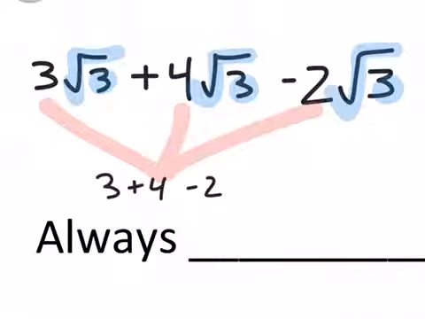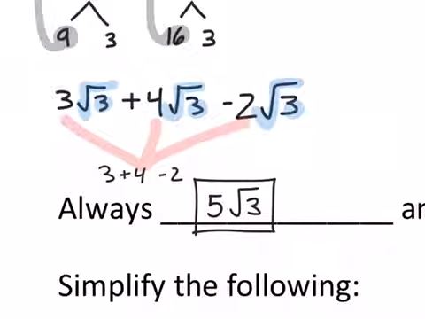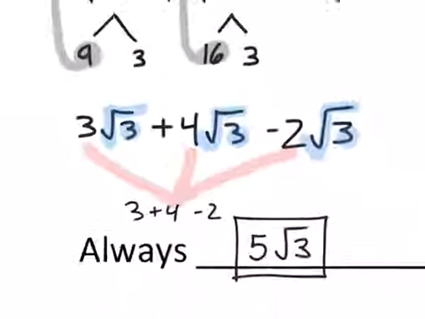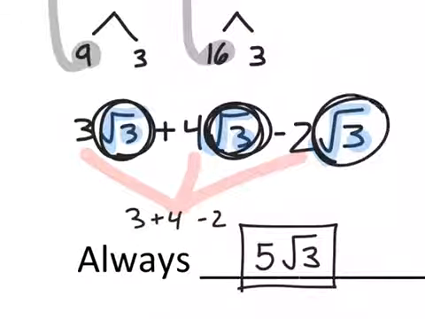So 3 plus 4 is 7, subtract 2 is 5, and the square root of 3 stays the same all throughout. Because we're just adding up pieces, so it's like you had 3 of something, you had 4 more of that same something to get 7 of it, then you lost 2 of it, leaving us with that final amount of 5. Right? So the components don't change, the radicand and index don't change when we're adding and subtracting.